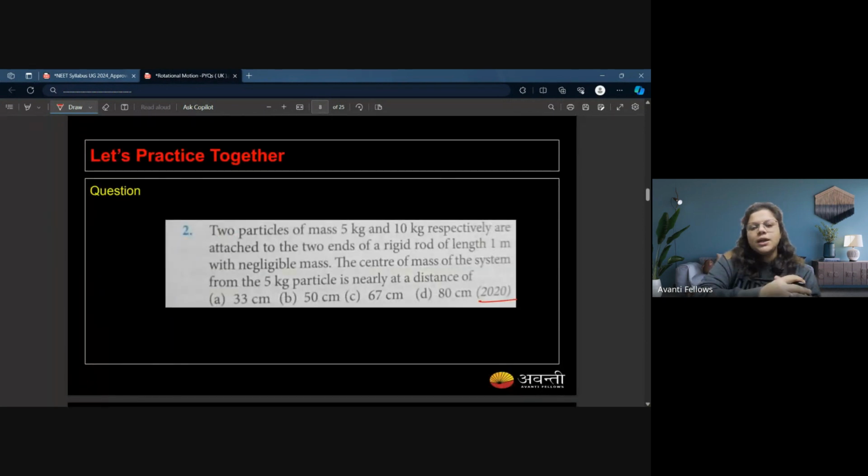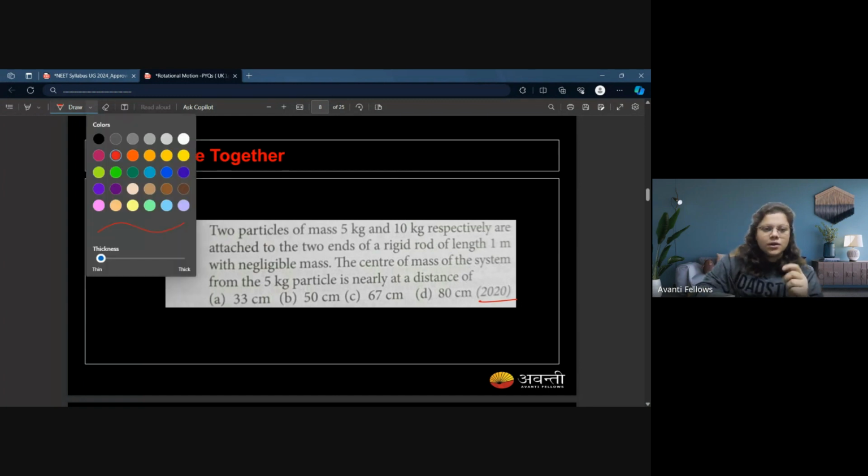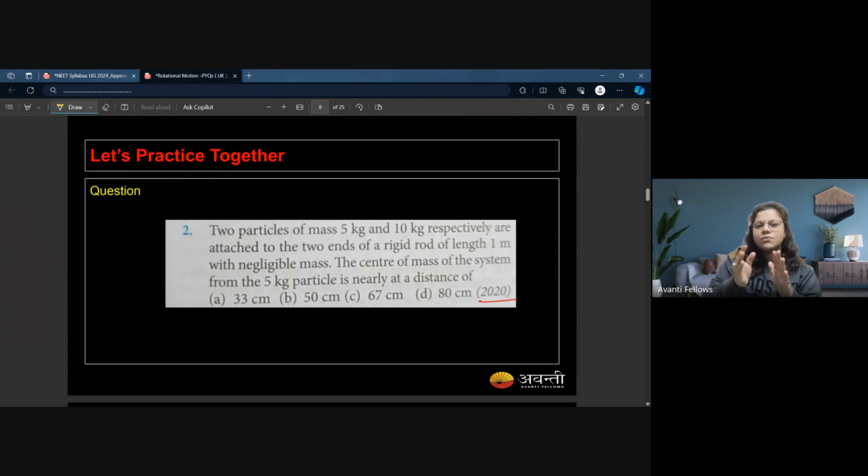It is from 2020, and the question goes like this. Two particles of mass 5 kg and 10 kg respectively are attached to the two ends of a rigid rod of length 1 meter with negligible mass. The center of mass of the system from the 5 kg particle is nearly at a distance of. So you're getting the idea by yourself that this kind of question, on basically this pattern, has repeated twice, first in 2020, then 2022. It's a nice question, easiest I would say from this chapter. So make sure you do this question this time. I want at least 10 votes right now for this question.